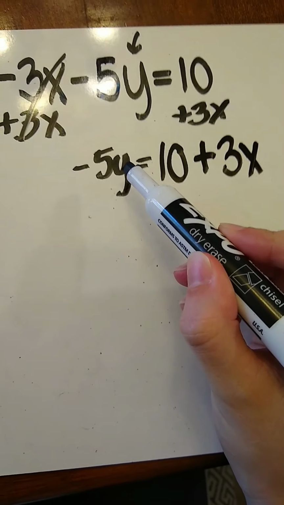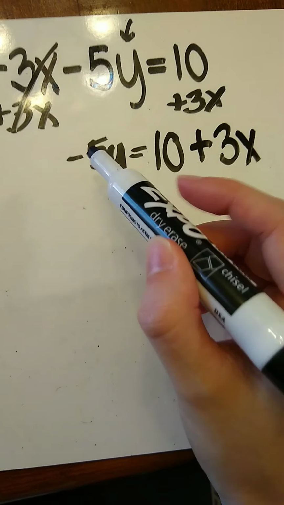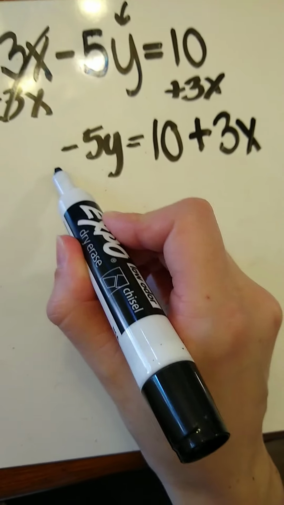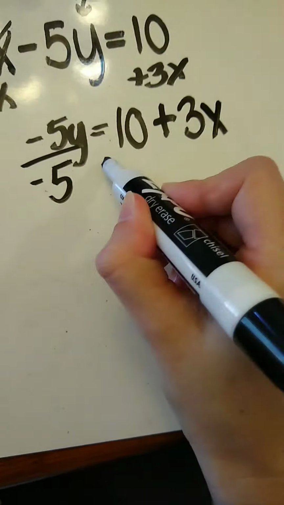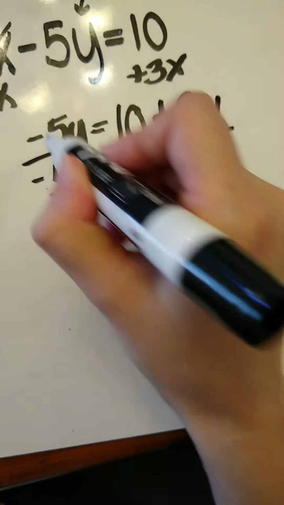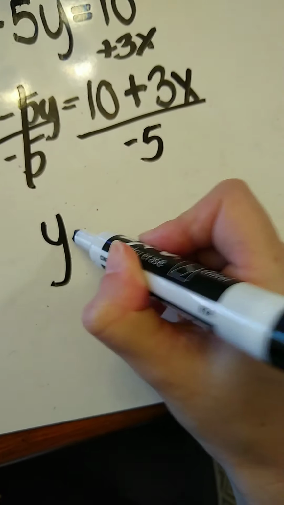To get y totally by itself, we need to get rid of the coefficient that's multiplied on it, so I'm going to divide that away. So I'm going to divide by -5 on both sides. And I have to make sure I divide both of the numbers.